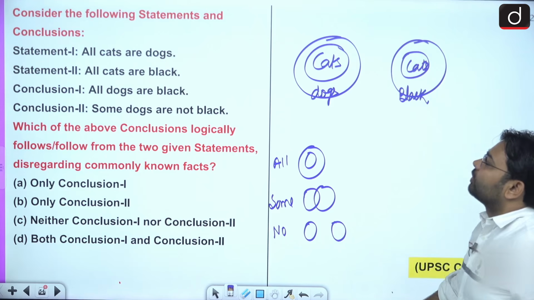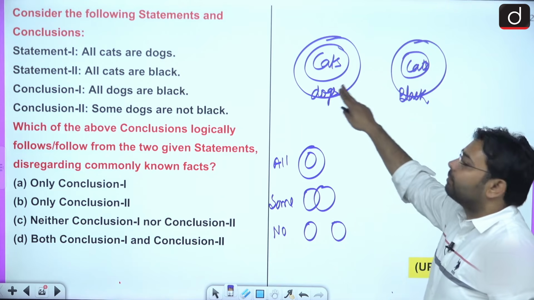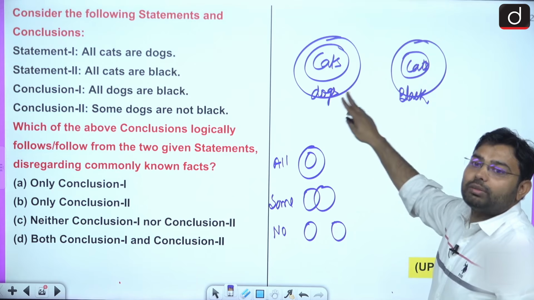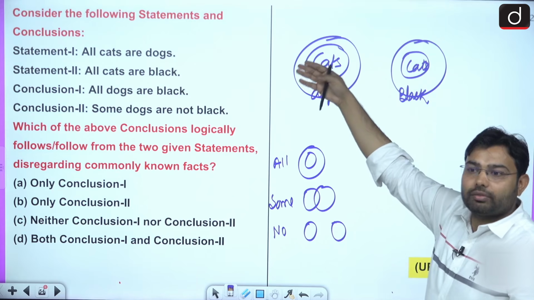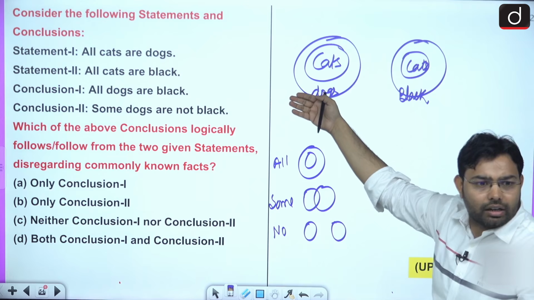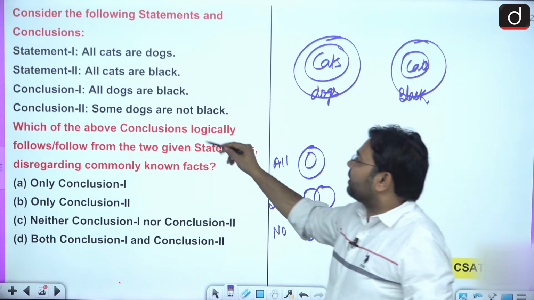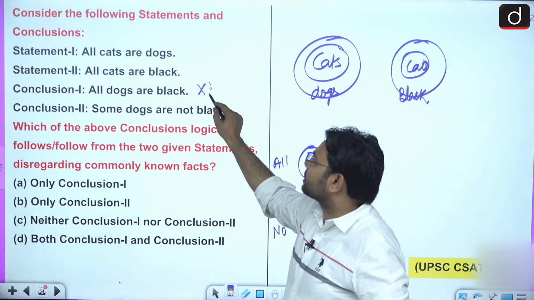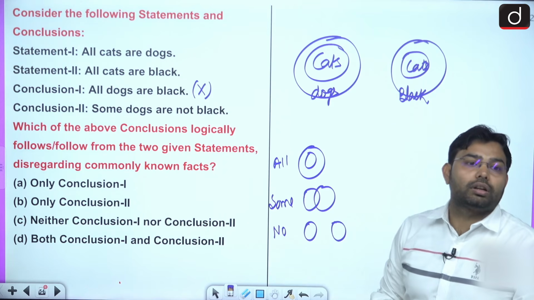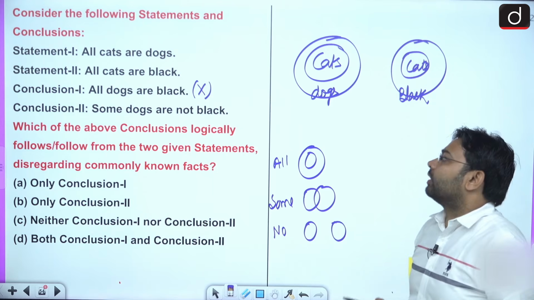The first conclusion: all dogs are black. There is no relation between dogs and black. Do you have any relation with the help of statement first or statement second? You have no relation between dog and black. So the first one is not correct. First conclusion is not correct. Clear this is?